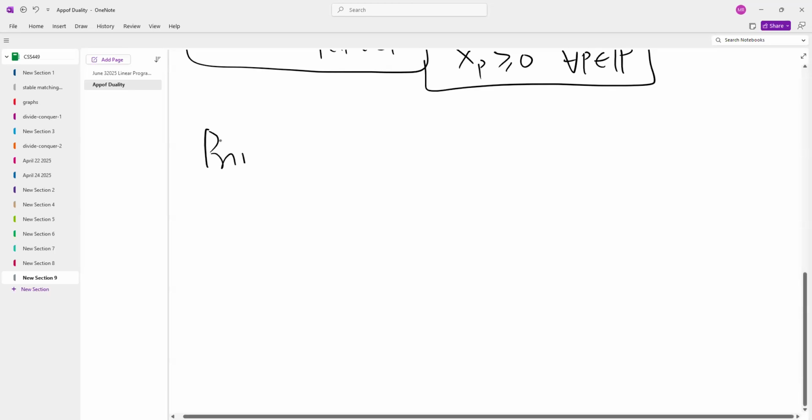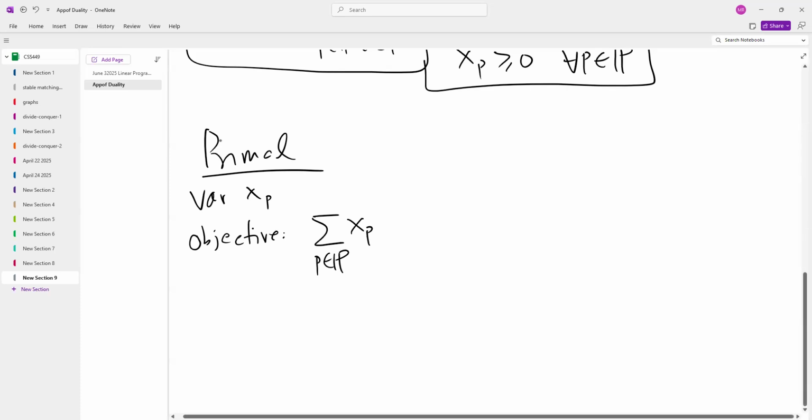So basically, I'm going to write down my primal. In my primal, the variable is x_P, right? The objective is to maximize the sum of x_P for all P in the set of paths. And my constraint is that for every edge E, I'm going to add up x_P over every path such that E belongs to that path, and I'm going to say less than or equal to C_E, right? And this is for all E, okay?